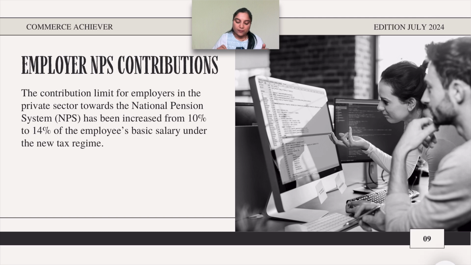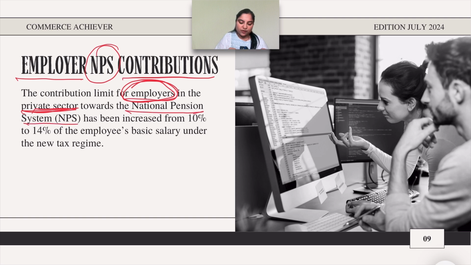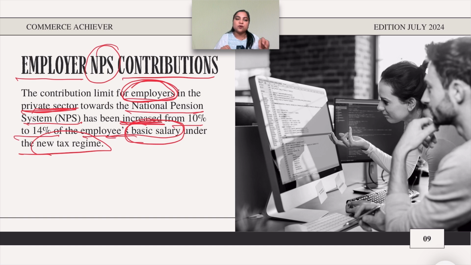Okay. The next update is the employer's NPS contribution. So we are only limiting to the NPS contribution. Focus, it's the employer's limit which falls under the budget session. The contribution limit for the employer in the private sector towards the National Pension Scheme, that is NPS, has been increased from 10% to 14% of the employee's basic salary under the new tax regime. So I'm focusing on some points. It should be the new tax regime, the employer, meaning private sector companies, and the contribution towards the NPS only increased from 10 to 14% of the basic salary under the new tax regime. I hope it's clear.